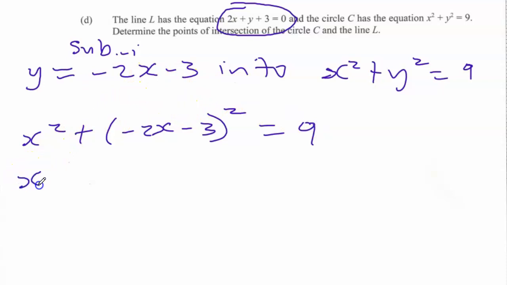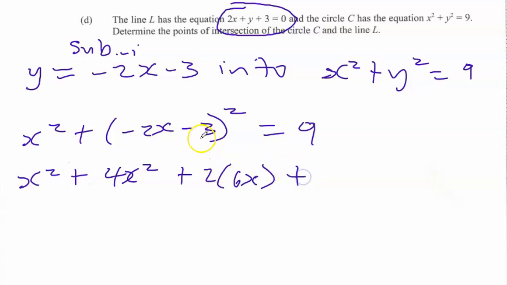So we end up with x squared plus the square of minus 2x minus 3, times itself. Square the first term, that's 4x squared, plus 2 times the product of the two terms, that's 6x, so 2 times 6x, plus I square the last term, minus 3, I get positive 9, equals 9. Alright, so what can I do now? I would have x squared plus 4x squared, that's 5x squared.